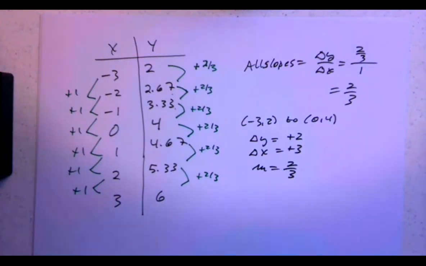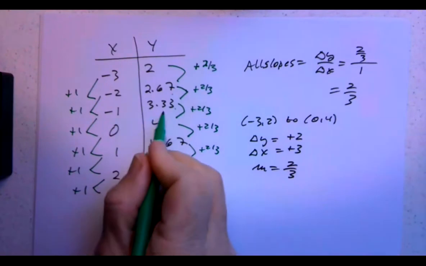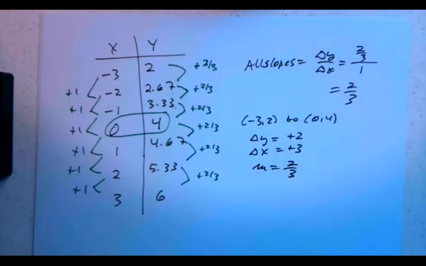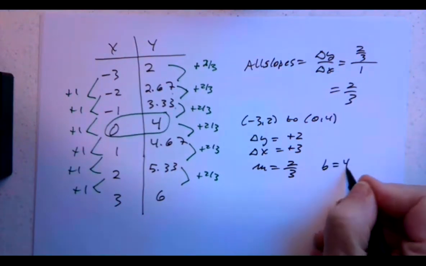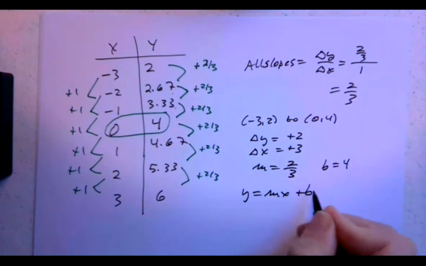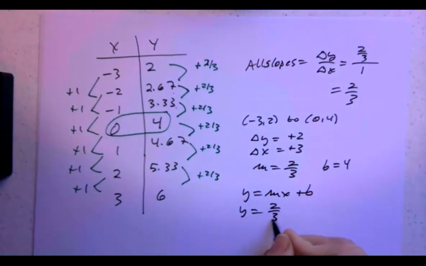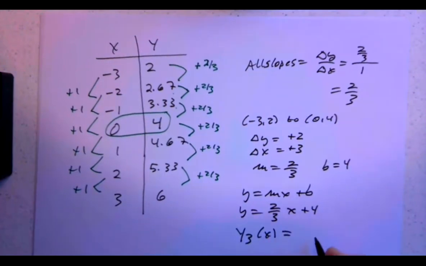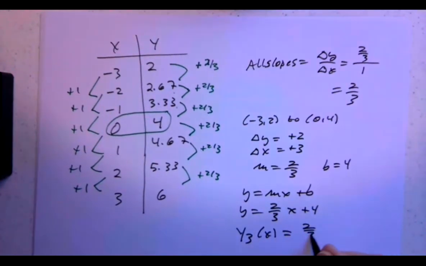Now, how about the y-intercept? The y-intercept is here again. If the x value is 0, the y value is 4. So b is 4. So our equation is y equals mx plus b. y equals 2/3 x plus 4. I guess we could call this y3 of x, based on our original page, is 2/3 x plus 4. So indeed, that is a line, that is a linear function, and we're able to express that in slope-intercept form.